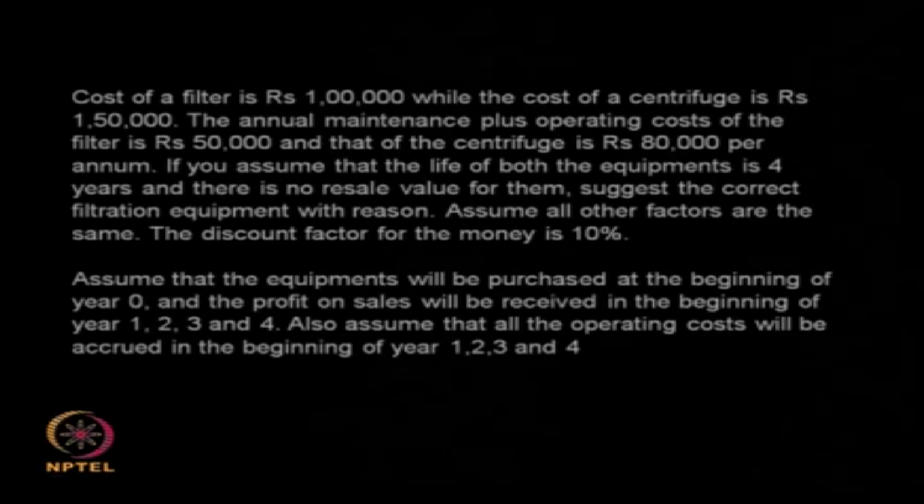It is like having a Maruti 800 or a BMW. If I have a Maruti 800, I will spend only 100 rupees a month as maintenance. If I have a BMW, maybe I will spend 10,000 rupees a month. So if I have a centrifuge, I will be spending 80,000 rupees per year. If I have a filter, I will spend 50,000 rupees. So it is a very difficult problem. So should I buy a centrifuge or a filter? The centrifuge is more efficient, but the filter is cheaper, the maintenance cost of a filter is less, maintenance cost of a centrifuge is very high. So what should I do?